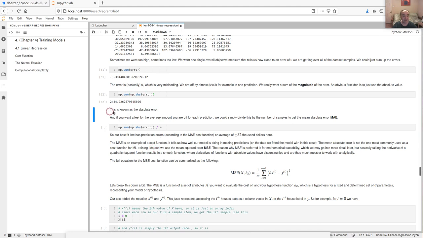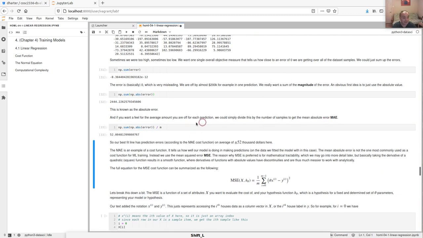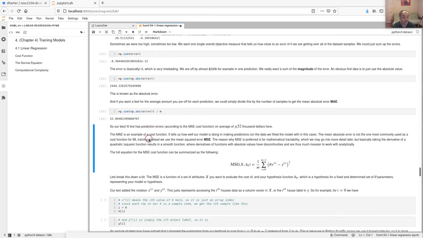And that's the sum. And if you want to get a feel for the average that you're off, we can just take the average of that. So divide by the number of samples, m, okay? This is technically known as the absolute error, so it's the sum of the absolute error. And then this is the mean of the absolute error. When we divide by m, the number of samples, we get the average, or the mean absolute error, right?